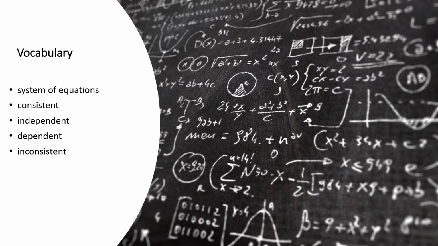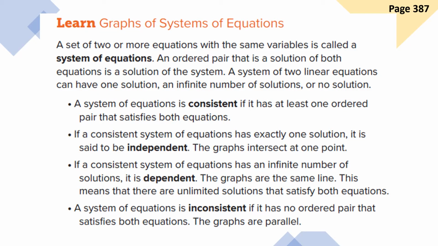So the last one we will do without the calculator, and vocabulary words for today's session would be system of equations, consistent, independent, dependent, and inconsistent. So you're going to understand the meaning of all these words in today's lesson. So stay glued and let's discuss the important points for the session.